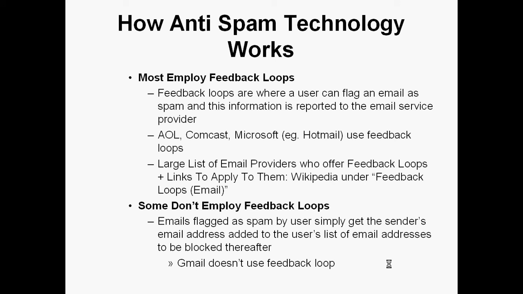And one of the things you can do is keep apprised of who's making spam complaints against you, so that you can take them off your list, because they do have a big impact on deliverability. So there's actually a Wikipedia page. If you look under feedback loops email on Wikipedia, you can find a large list of email providers who offer feedback loops, plus the links on how to apply for them.